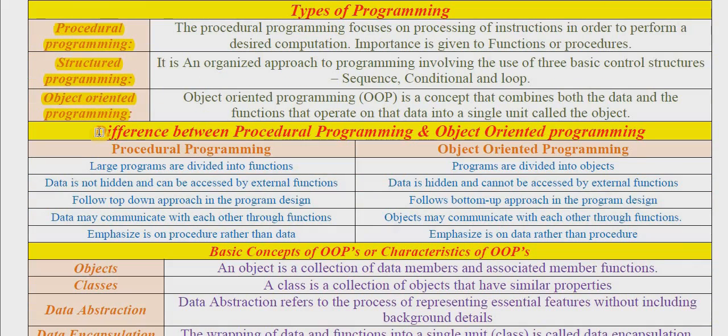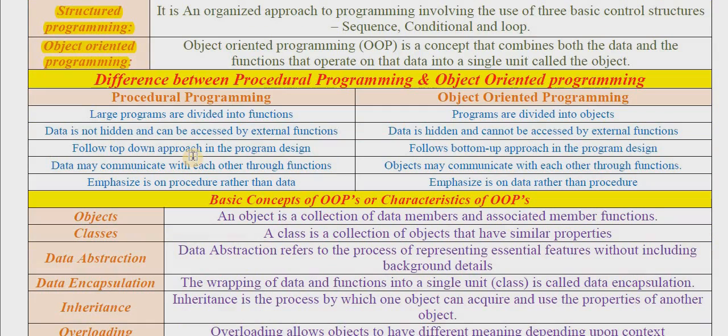The next topic is the difference between procedural programming and object oriented programming. This is a very important topic because in examination you may get a question on this for 5 marks: what are the differences between procedural programming and object oriented programming. You have to explain any 5 differences between these two techniques. The differences are very easy. In procedure oriented programming, programs are divided into functions, and in object oriented programming, programs are divided into objects.